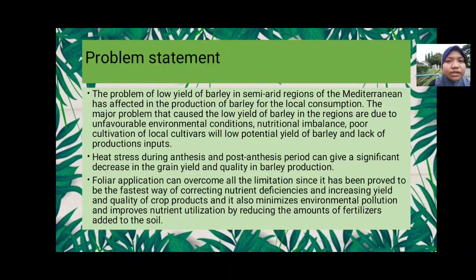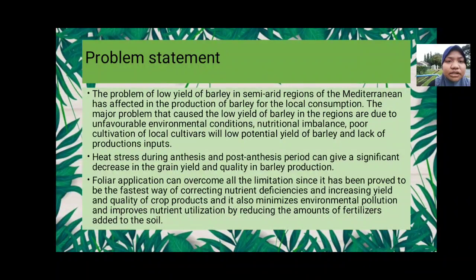Next, I'll be discussing the problem statement. The problem of low yield of barley in this area of the Mediterranean affects the production of barley for local consumption, and the problem is caused by unfavorable environmental conditions, nutritional imbalance, poor cultivation of local cultivars, and also lack of production inputs.